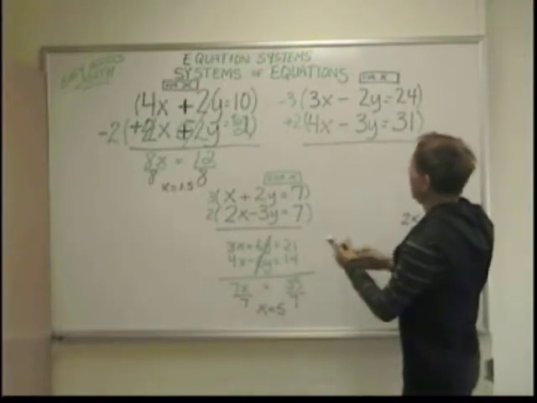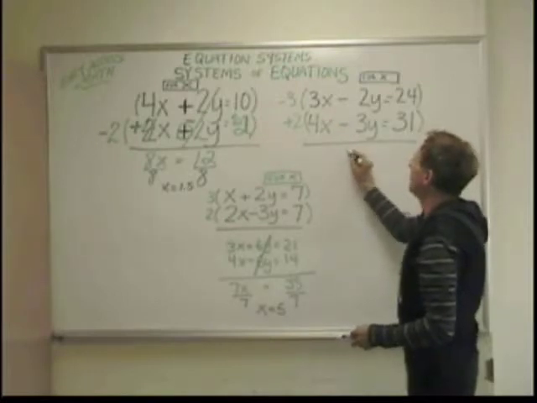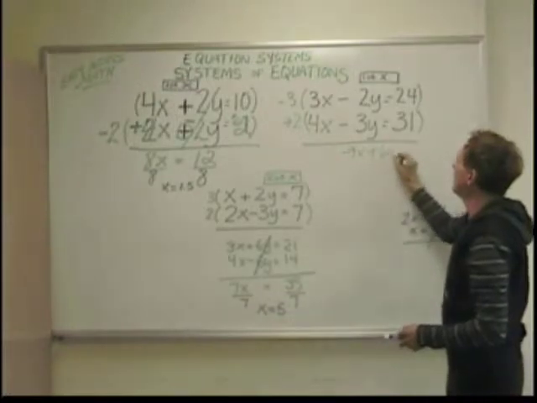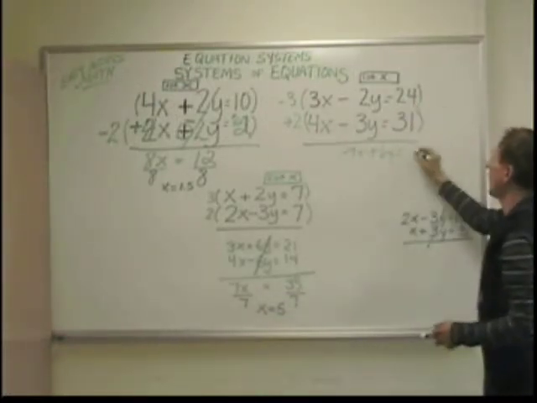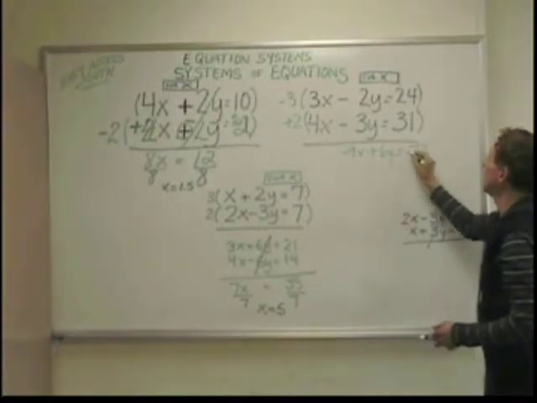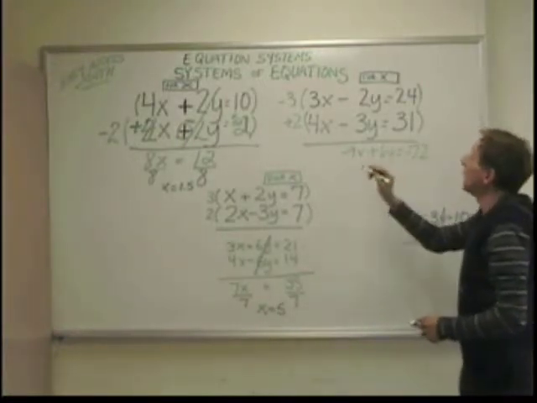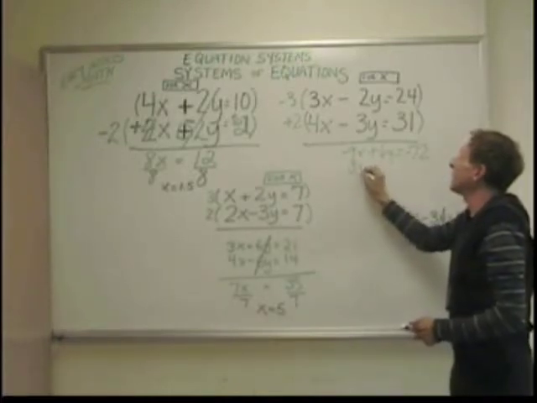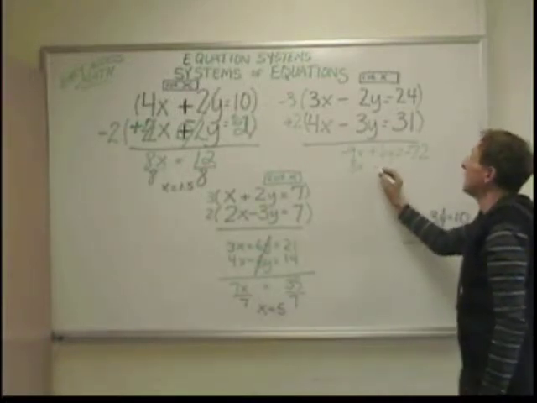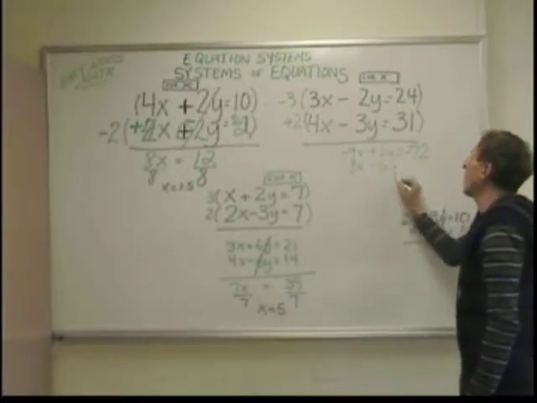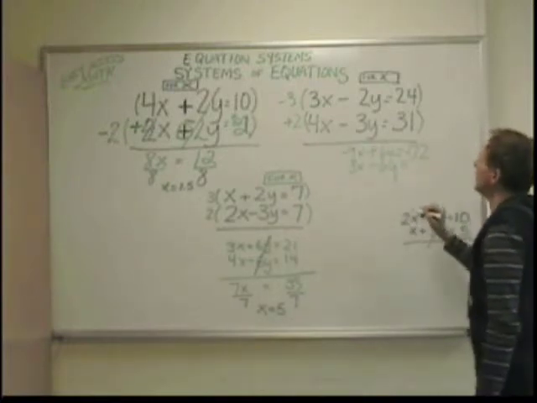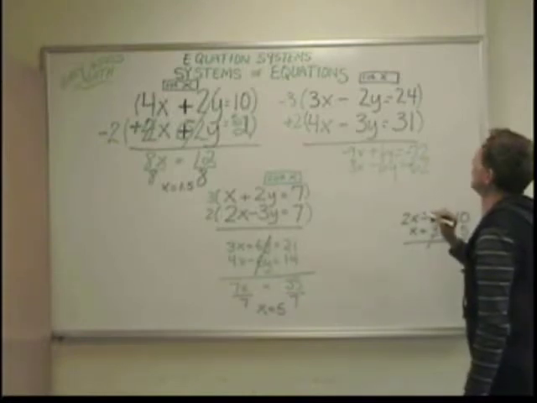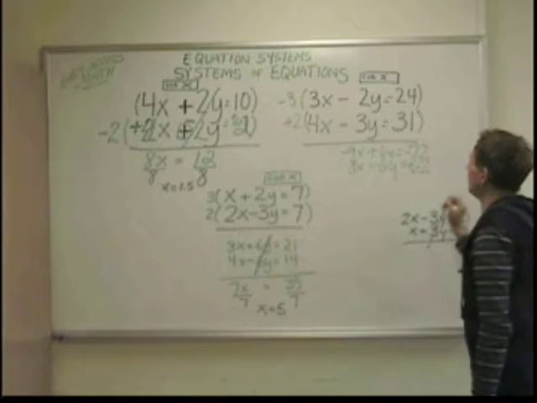So let me rewrite it. In green, I have negative 3 times 3 is negative 9x. Negative 3 times negative 2 is positive 6y equals negative 3 times 24 is negative 72. And over here I have 2 times 4 is 8x. 2 times negative 3 is negative 6y equals 2 times positive 31, which gives me a positive 62. And just make sure I did that right.